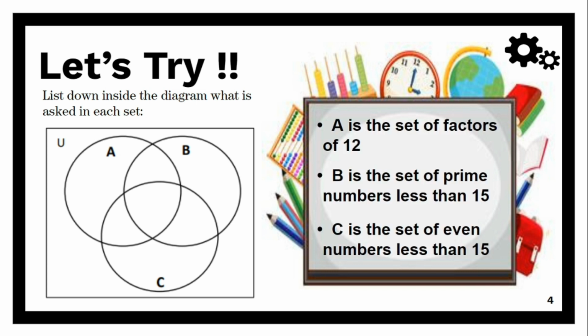A is the set of factors of 12. B is the set of prime numbers less than 15. And C is the set of even numbers less than 15. So meaning to say, dito sa tatlong to, i-describe yung mga klase ng set para sa set A, set B, and set C. Now let us first list the elements under those sets.